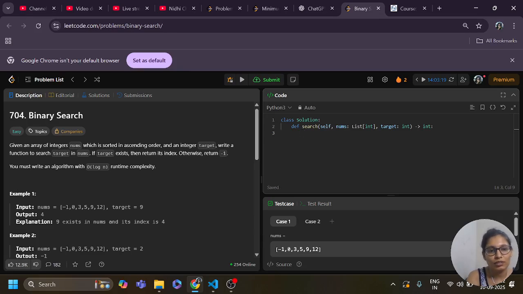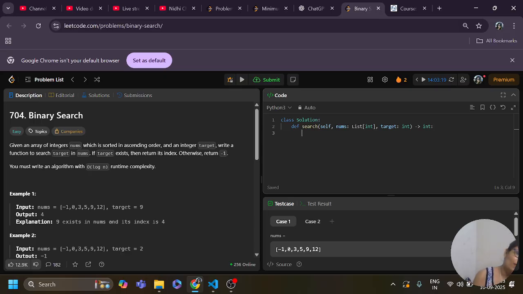So today we are going to learn binary search. This is problem number 704 from LeetCode. The problem name is Binary Search, and the problem statement is: given an array of integer numbers which is sorted in ascending order, and an integer target, write a function to search for the target in the numbers. If the target exists, then return its index, otherwise return -1. You must write an algorithm with O(log n) runtime complexity.